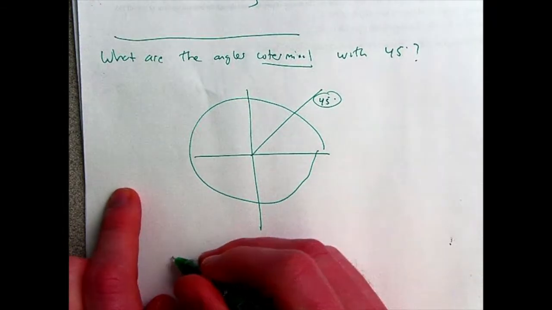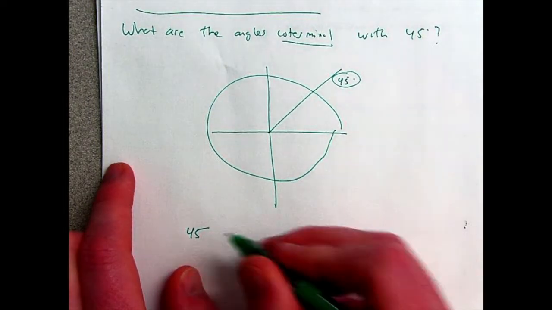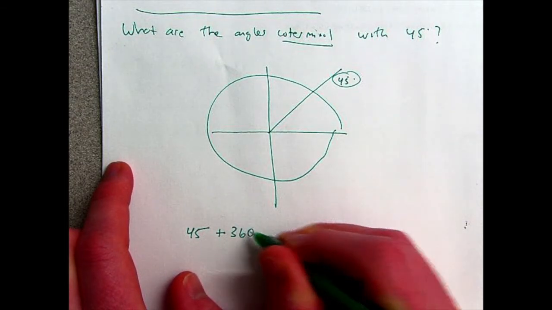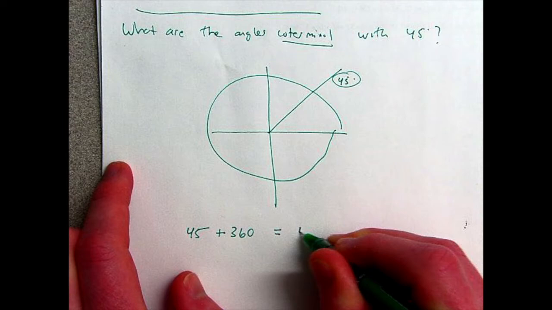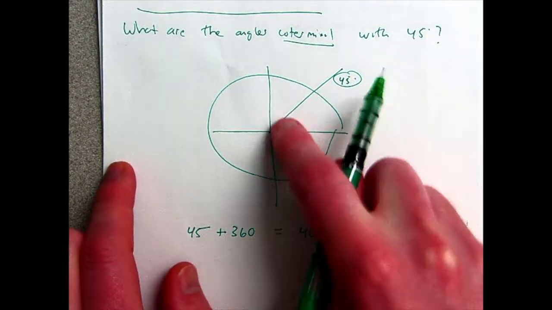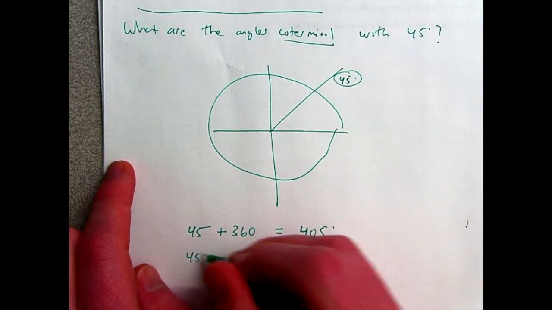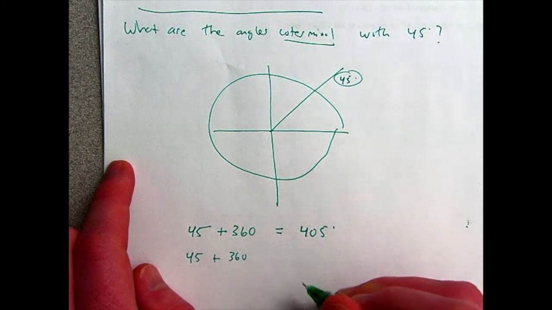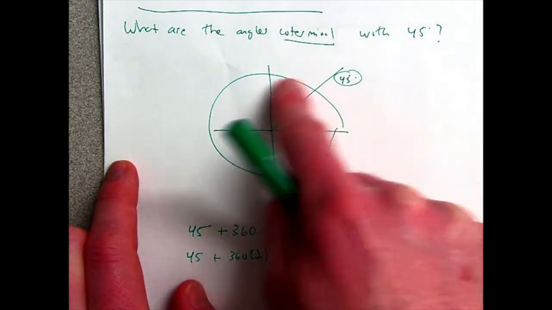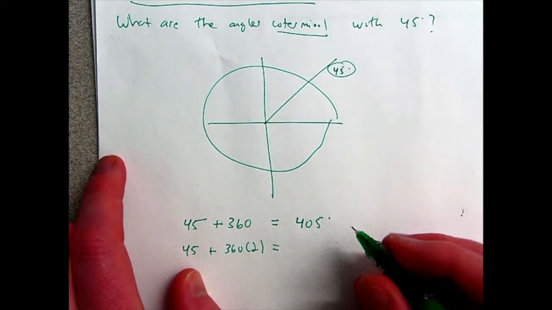So if I took 45 degrees and I added 360 degrees, that would give me 405 degrees. So this angle right here is coterminal with 45 degrees. They both sit in this same location. But what I want to point out is that you could add 360 degrees again, right? You could add 2 copies of 360 degrees. That would just be adding 2 full rotations to 45, and that also would be coterminal. And that happens to be 765.